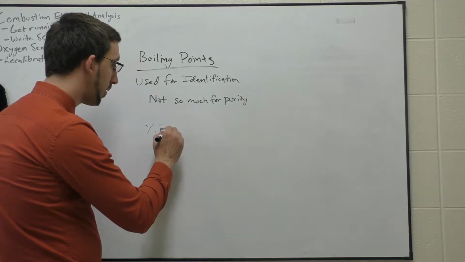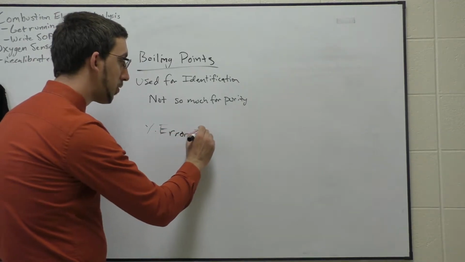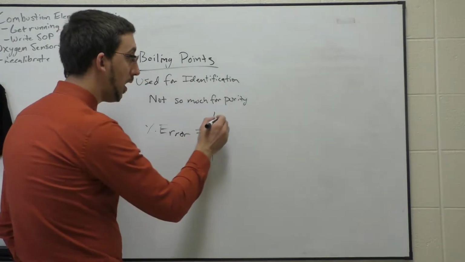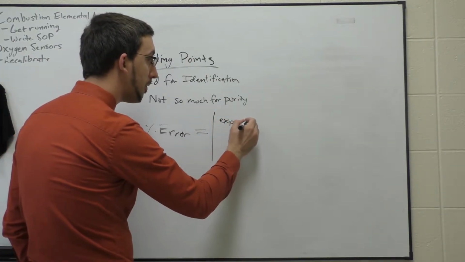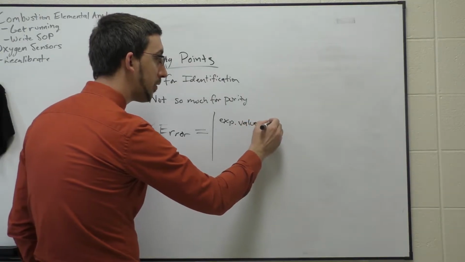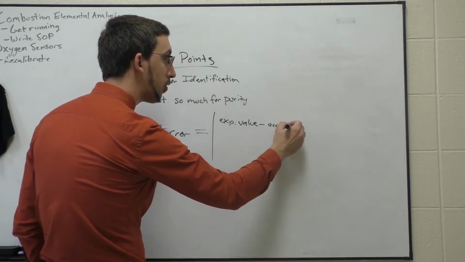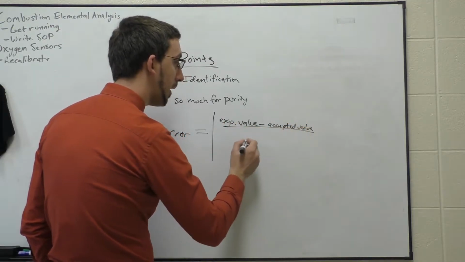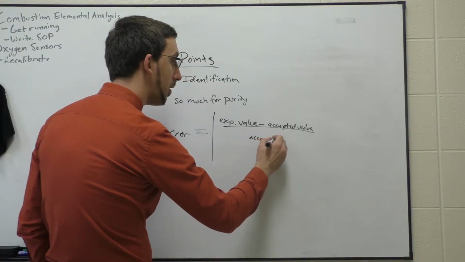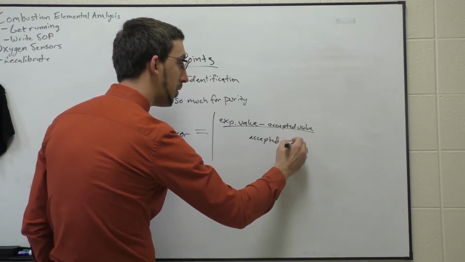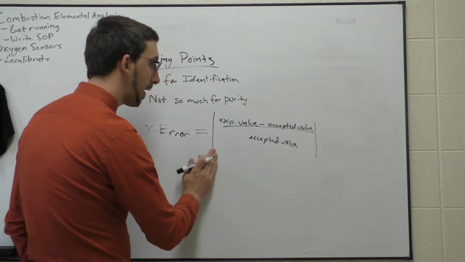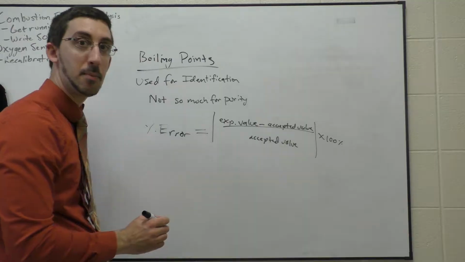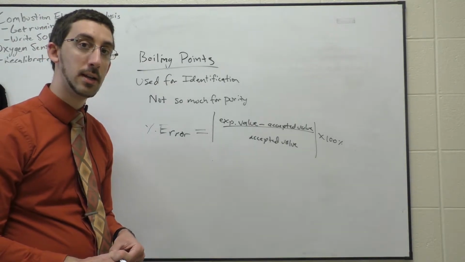So percent error here is the absolute value of the experimental value minus the accepted or literature value, divided by the accepted value. And then that quantity multiplied by 100%. That will be my percent error here.